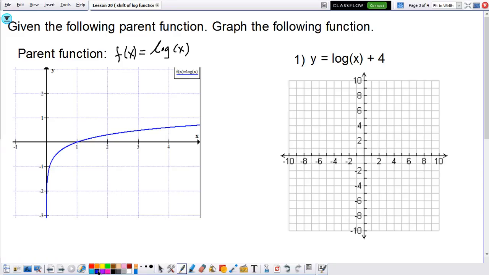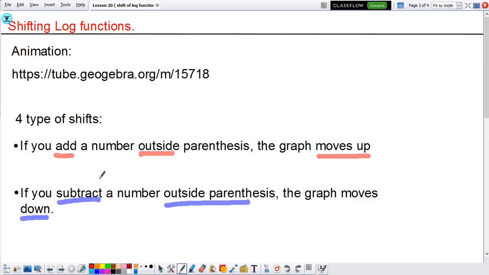So let's draw our original function here. So 1, 0. Again, I'm just going to copy the shape here. So this is the original function, in blue. Log is always going to look like this. Now, in red, let's graph our new graph, which is log of x plus 4. Notice that this plus 4 is going to have an effect on the graph. We're adding outside the parentheses, and just like it was explained here, if you're going to be adding outside, that means that the graph is going to move up.